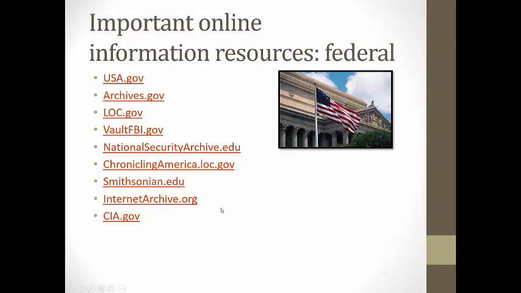Okay, important online information sources. Federal. The USA.gov is just a general website. It's an easy search engine for government information. I'm not going to click on that one. You can get a lot of hits depending on what you search for, but sometimes it's hard to find what you're actually looking for. But I am going to click on archives.gov.